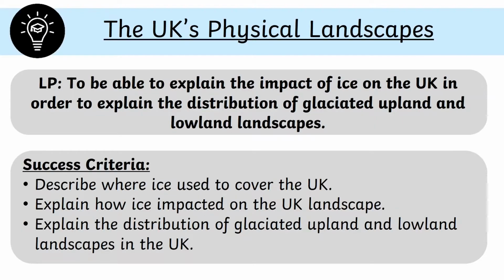This lesson looks at the UK's physical landscapes, and you are going to be able to explain the impact of ice on the UK in order to explain the distribution of glaciated upland and lowland landscapes within the UK. The success criteria in order to do this is to describe what ice used to cover the UK, explain how ice impacted on the UK landscape, and explain the distribution of upland and lowland landscapes in the UK.